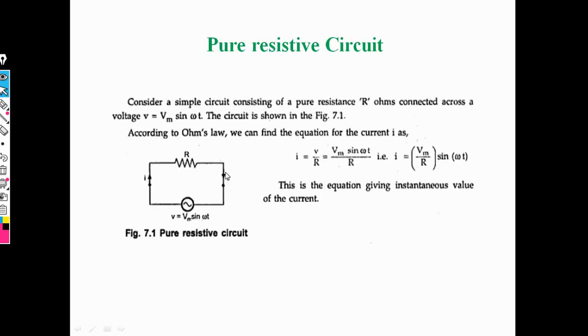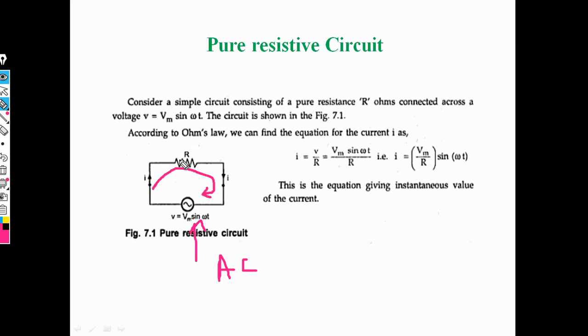Now this is the circuit diagram of the pure resistive circuit. Now we have to apply AC supply. AC supply means alternating current supply. Now we apply voltage V equal to Vm sin omega t. Now current I is flowing through the circuit.